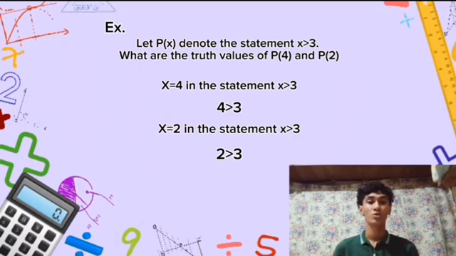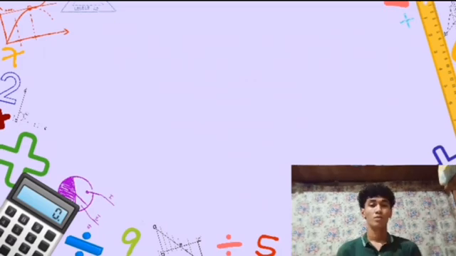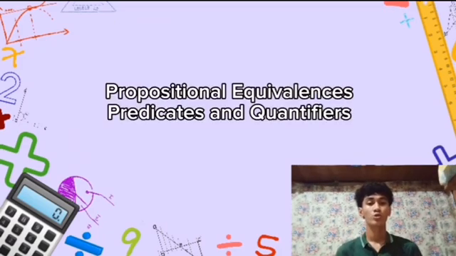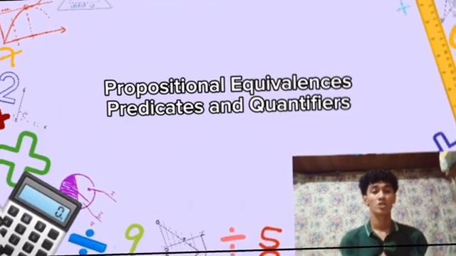So let us proceed to statement number 2, the P of 2. Let the value of x be substituted by 2. So we have 2 is greater than 3. As we can see, 2 is not greater than 3. So it means the truth value of statement number 2 is false because 2 is not greater than 3. So that's all the procedure of predicates in the propositional equivalences, predicates, and quantifiers.